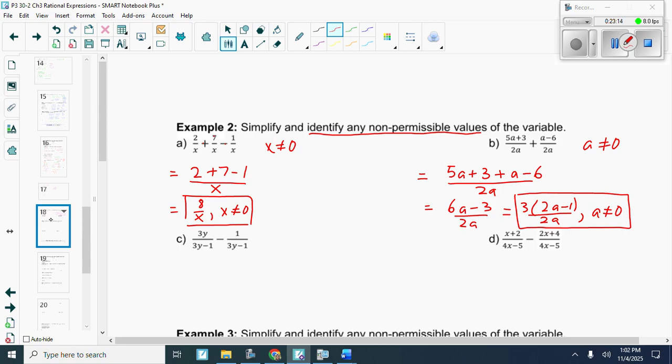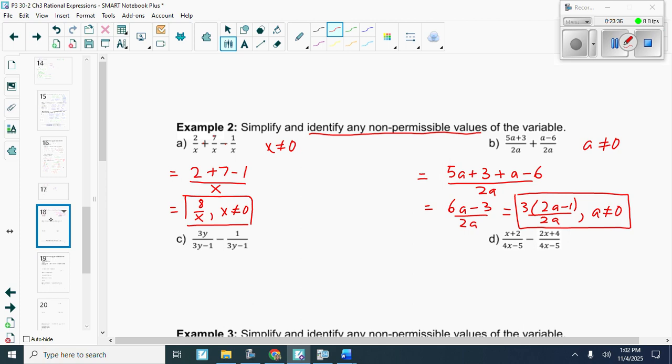Guys, why can't we cancel the 2A and the 2A? Okay, so don't forget, this is a monomial on the bottom. It's just one term. This in brackets is a binomial. That 2A is attached with the -1. You can only cancel out if your brackets are exactly the same.